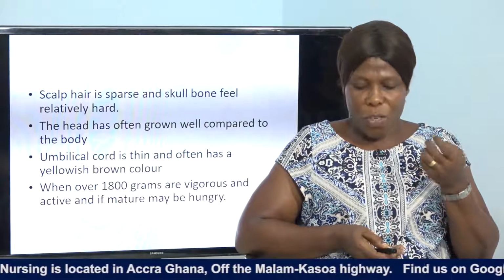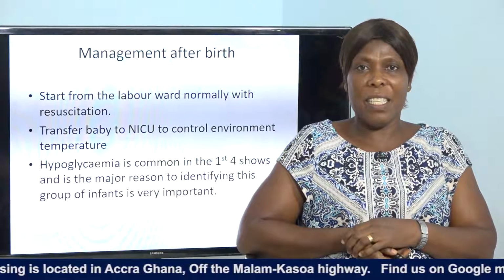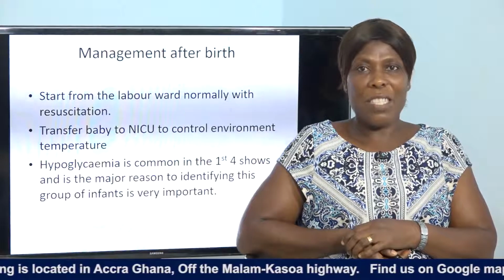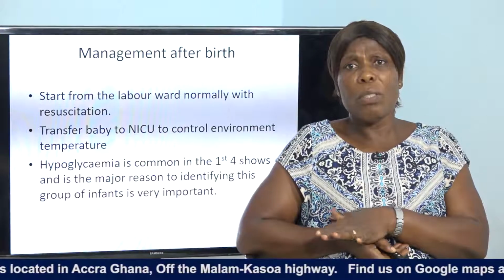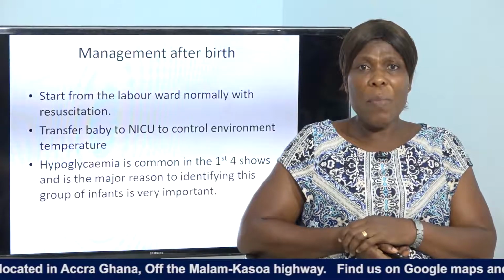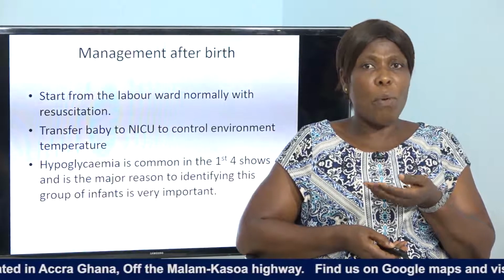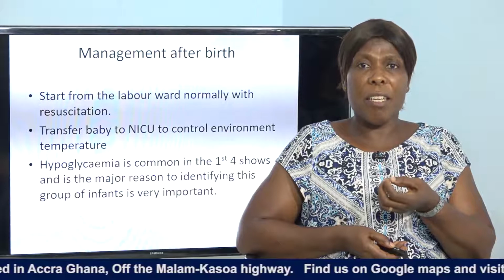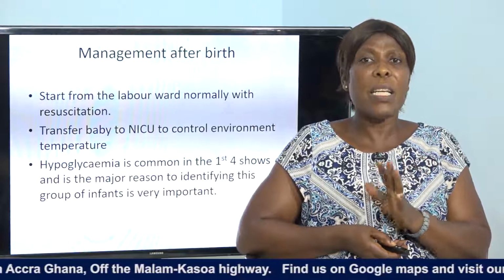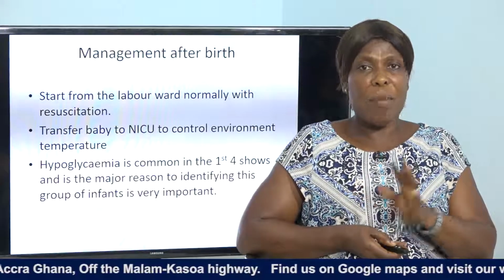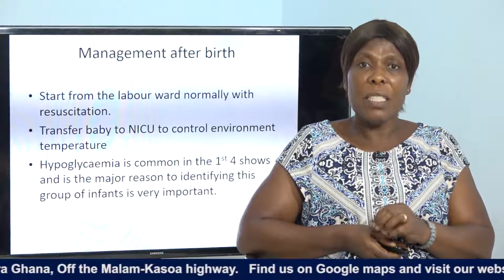So the moment they come out, you need to feed them. Other than that, they will die of hypoglycemia. How do we manage these babies? Remember, I've told you they can be born preterm or they can be born post-term. So the moment you identify such a baby, the management starts from the labor ward. And then you need to resuscitate them. After you've managed them at the labor ward, you resuscitated them, quickly transfer them to NICU. And I believe you know what NICU is now, to control the temperature within the environment.